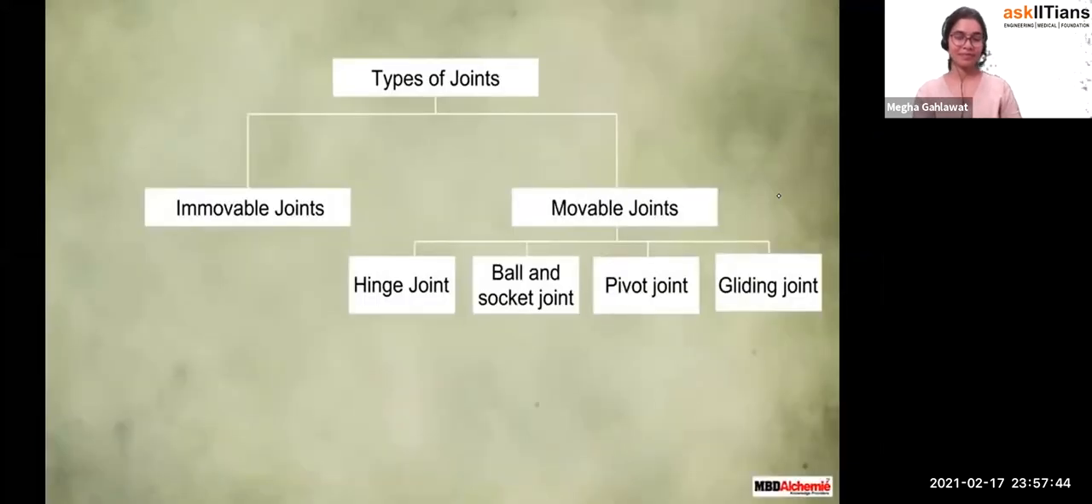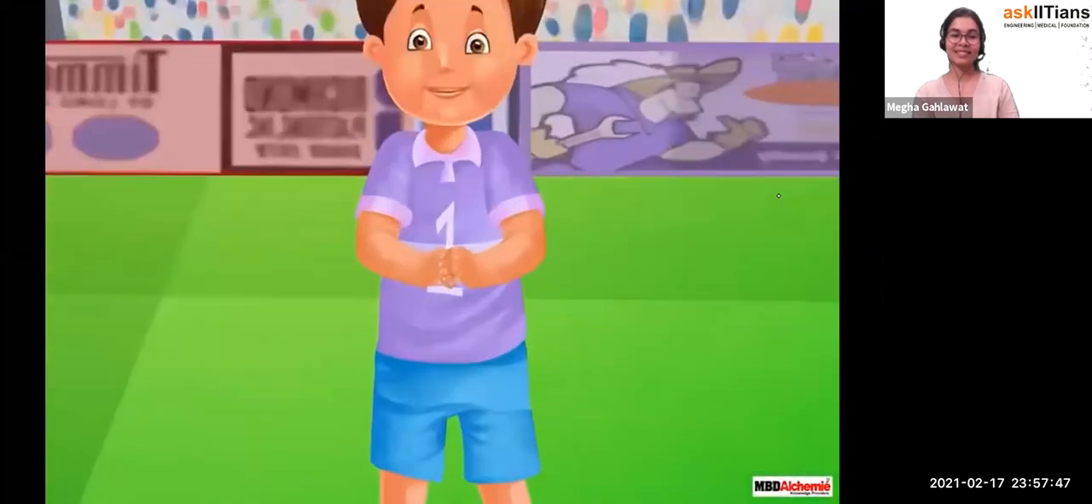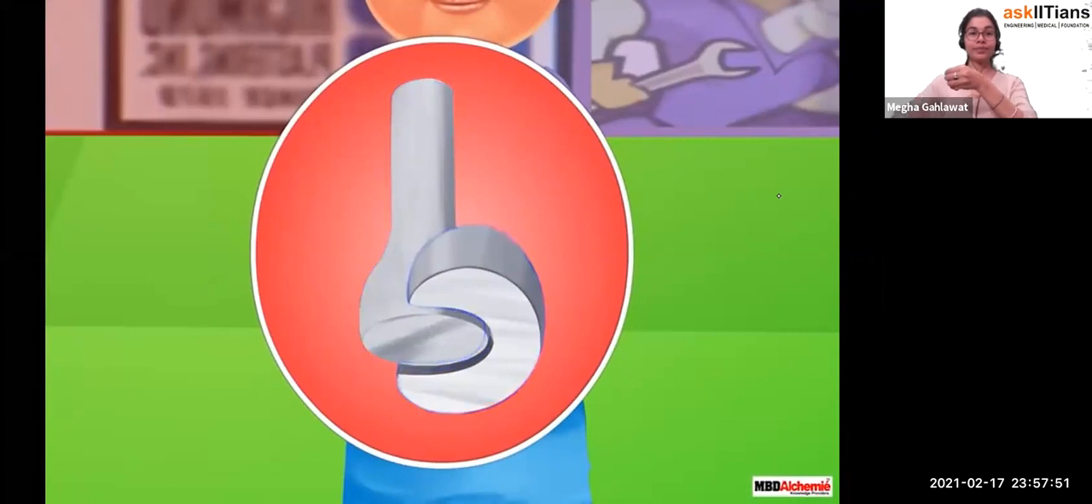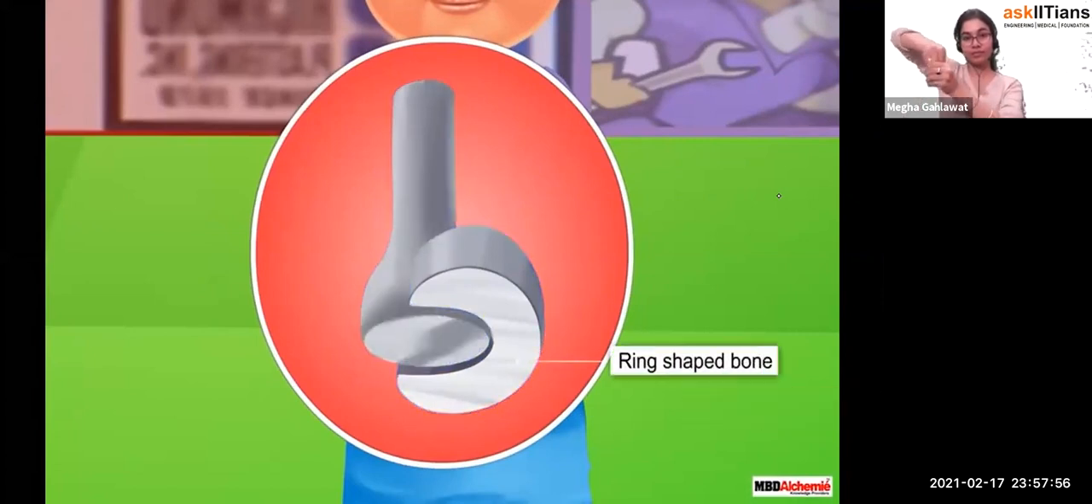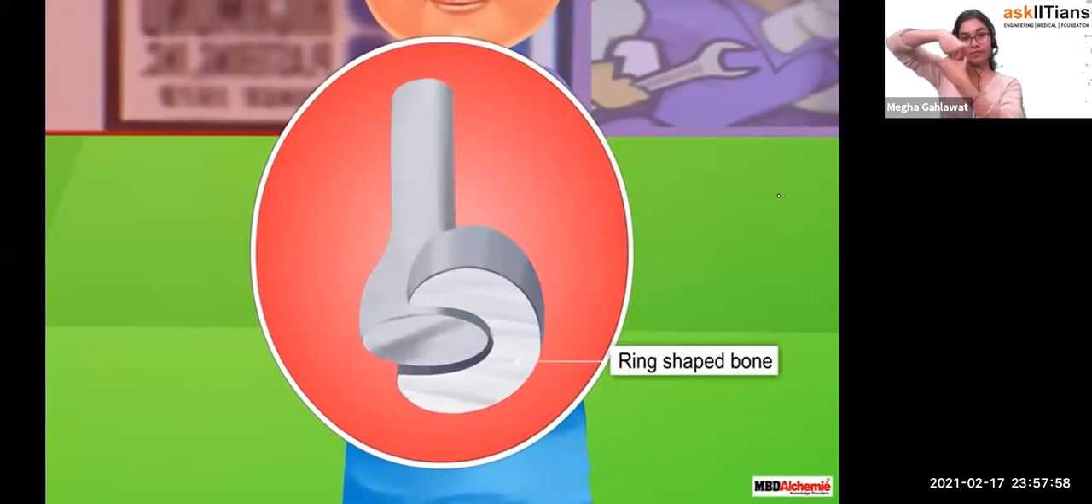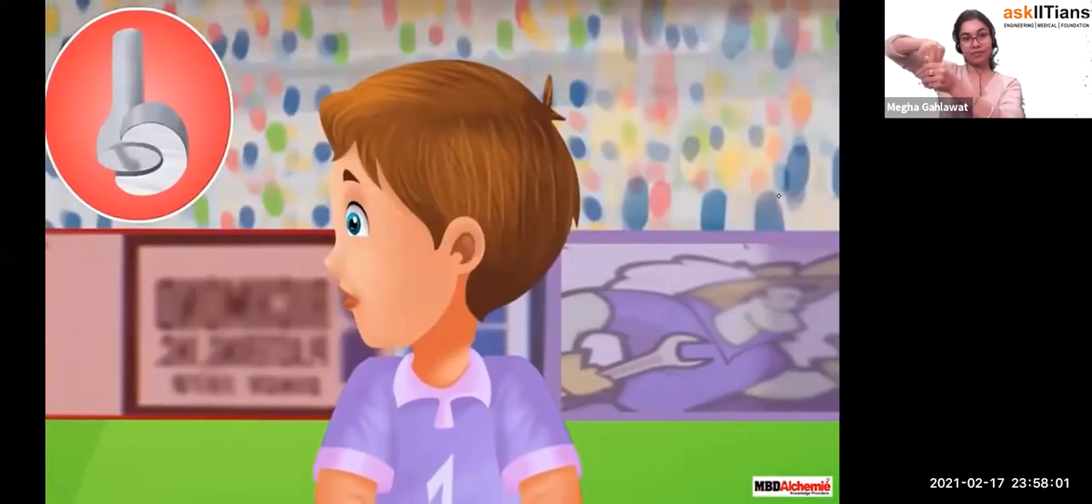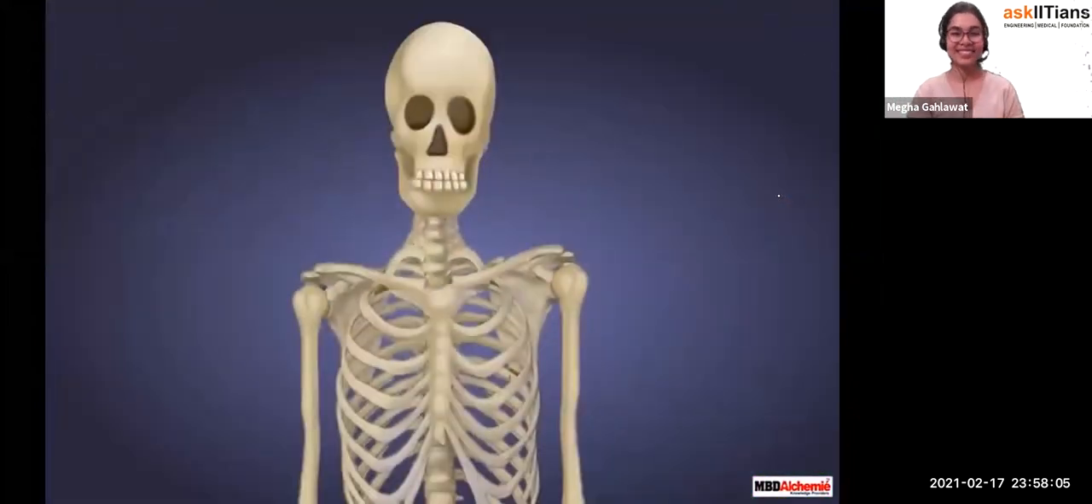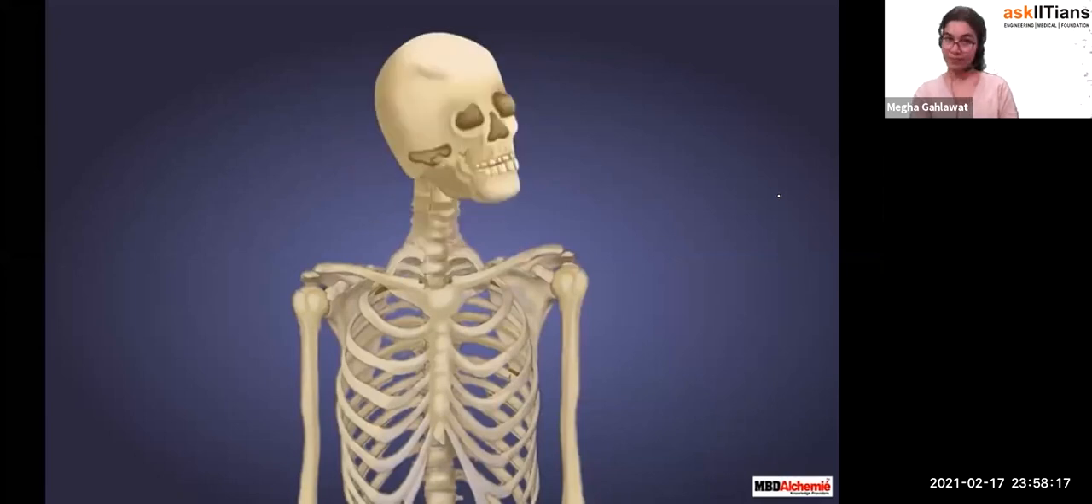The next type of joint is the pivot joint. In this type of joint, one of the bones acts like a cylinder and fits into the end of the other bone, which is like a ring. Hence, the first bone rotates inside the ring and allows easy movement of the body part in different directions. An example of a pivot joint is the neck joint. The pivot joint allows the movement of neck sideways, upward, and downward. It even allows the rotation of the neck.